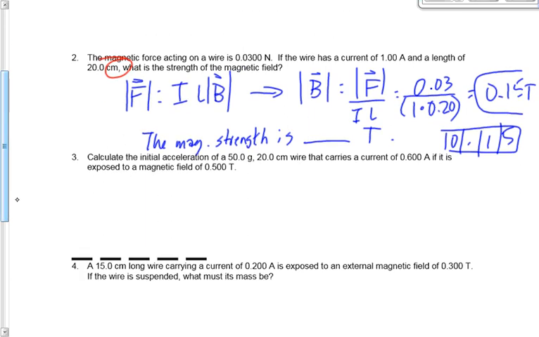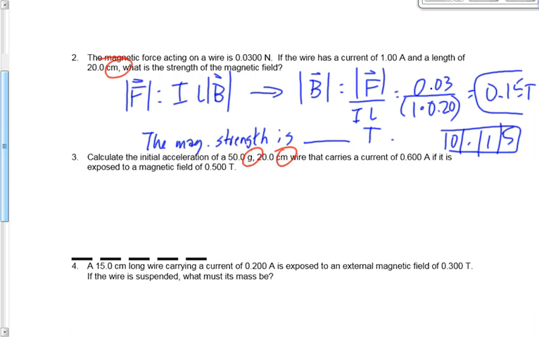3, calculate the initial acceleration of a 50-gram, 20-centimeter long wire, okay, that carries a current of 0.6 amps if it's exposed to a magnetic field of 0.5 Tesla. The initial acceleration. What do we say in physics 30, 99 times out of 100, at least, that you're going to do when you're looking for acceleration? Yep. Good. A is equal to F over M, Newton's second law. Okay. There might be that odd time when you find A by using delta V over delta T or something like that. But the first thing that should come to your mind is F is equal to M times A.